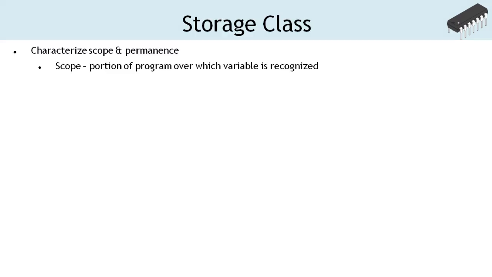Hello and welcome. In the earlier lessons, we have learned about the data types and qualifiers used in the C language. Data types tell the compiler how to interpret the data stored in a variable, and the qualifiers are used to define the range of a variable. In this lesson, we shall learn about the storage class.